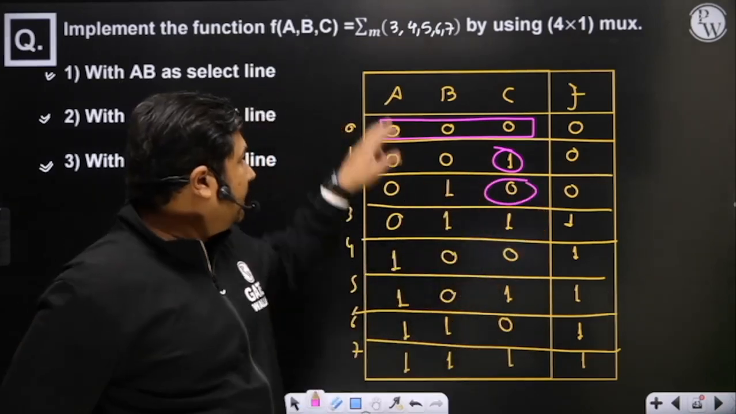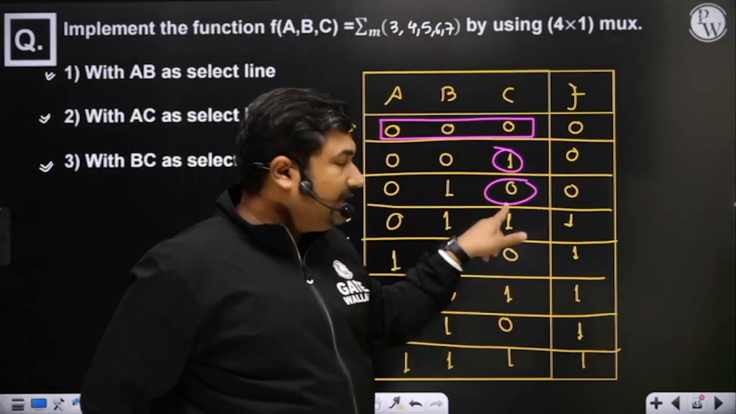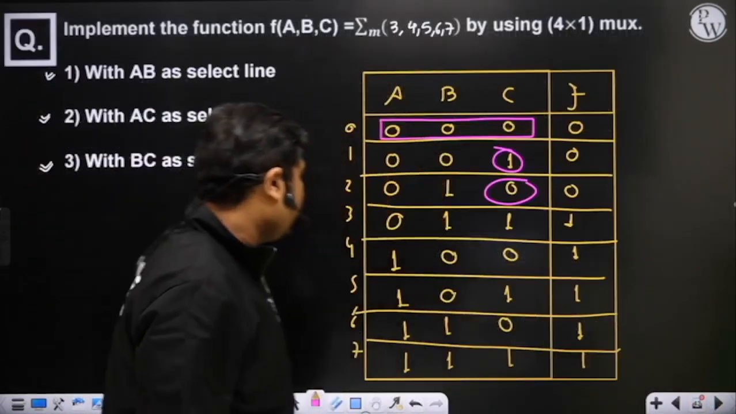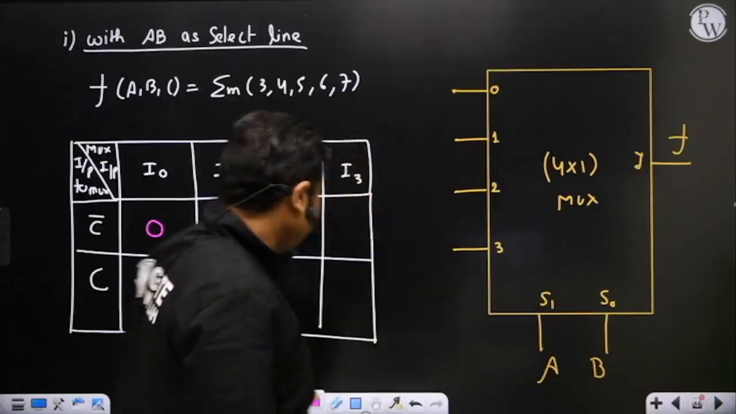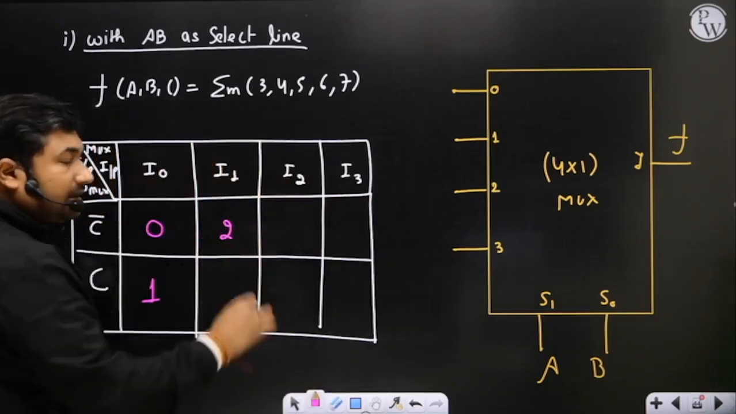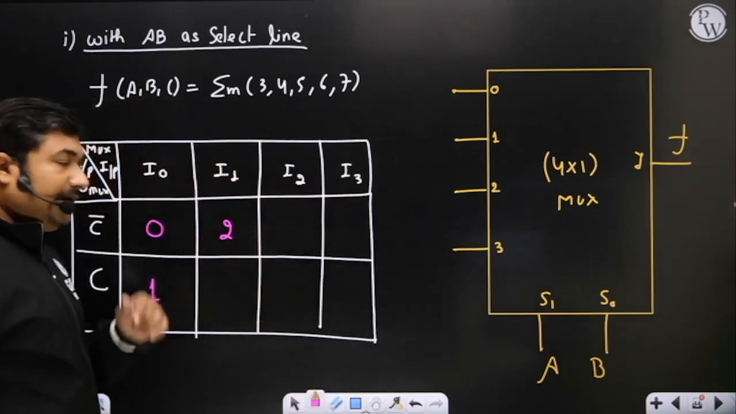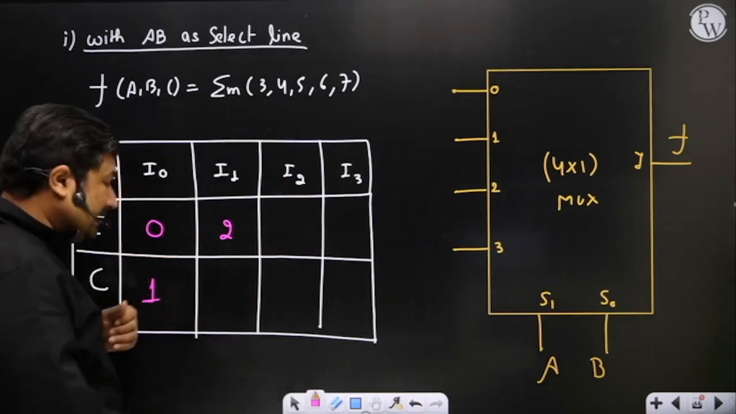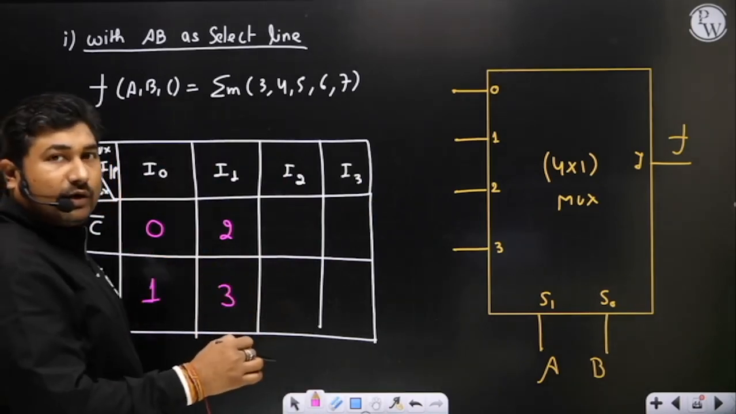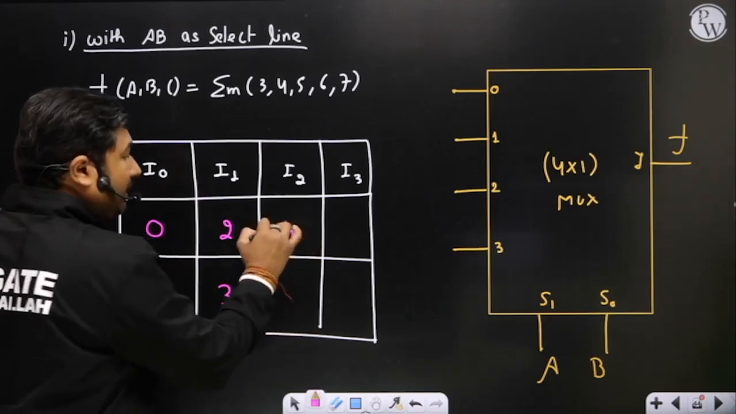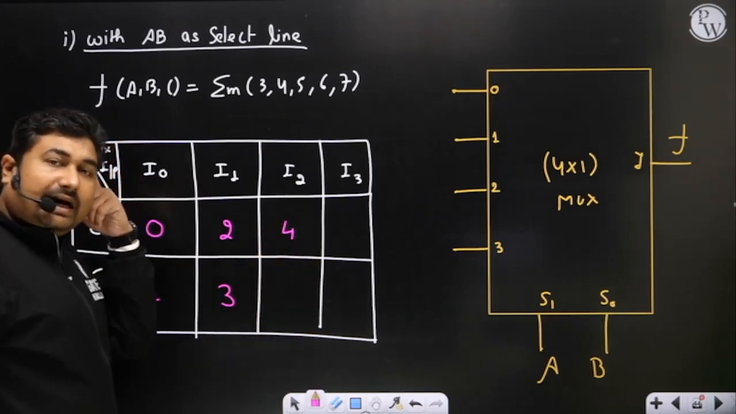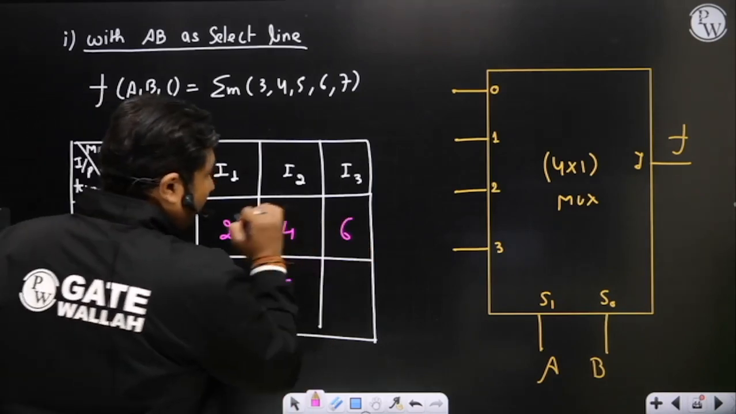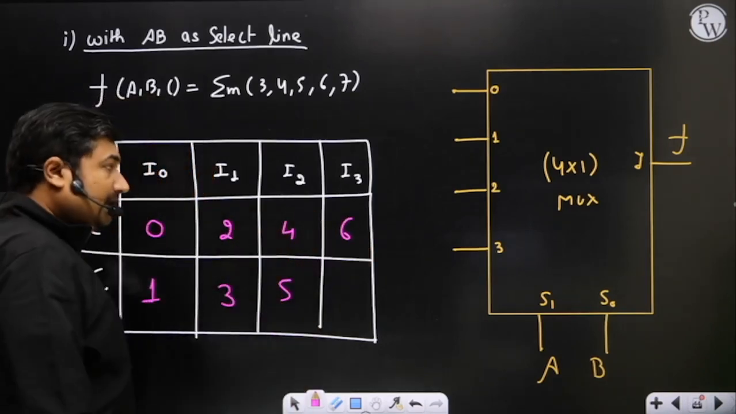in the minterm of logic 2, you are getting A, B, C bar. So, in front of C bar, you need to write 2. Similarly, you need to go in continuous numbering. Minterm of 3, A bar, B, C. Minterm of 4, A, B bar, C bar. Minterm of 5, A, B bar, C. Minterm of 6, A, B, C bar. Minterm of 7, A, B, C.